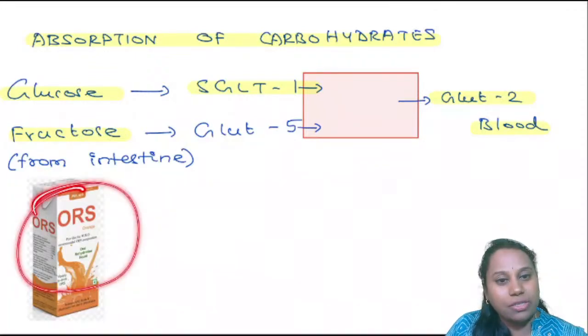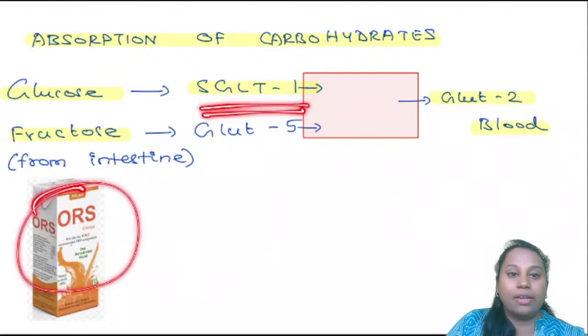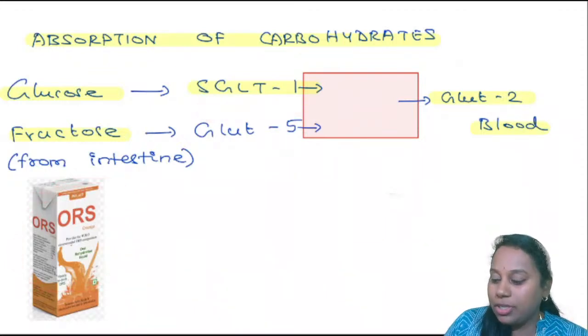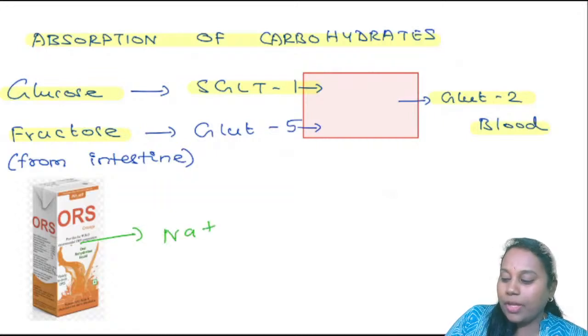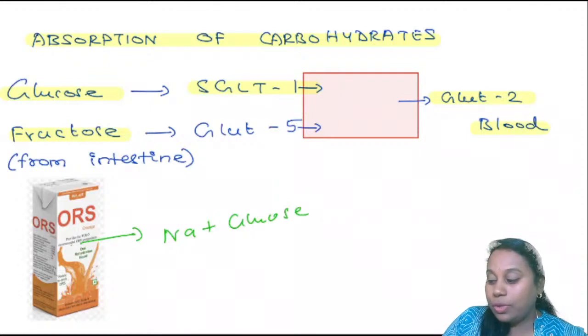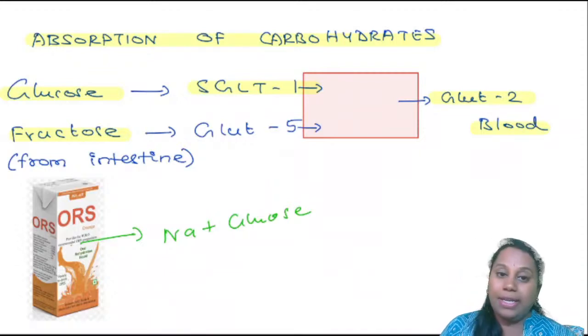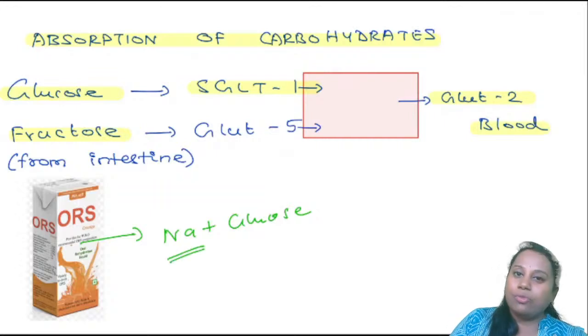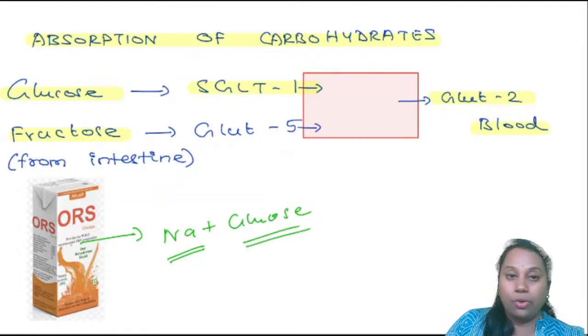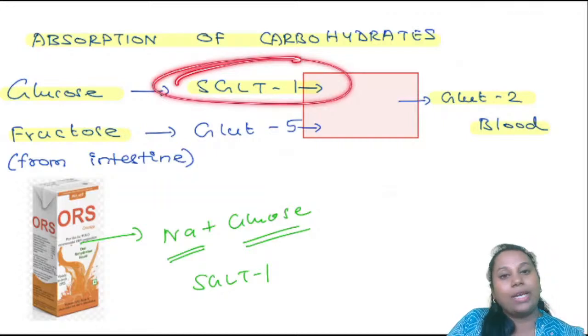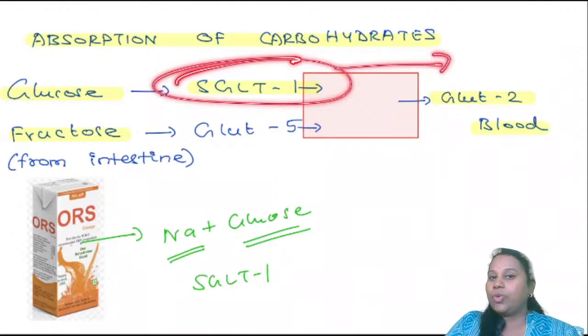ORS, what is the clinical significance of this? SGLT1. ORS packets, oral rehydration solution, contain sodium along with glucose. That was a previous year question: why do you combine salt along with sugar in ORS packets? Because when you want to replace the electrolytes, if you give only electrolytes, sodium absorption is slow. But when you combine sodium with glucose, this activates SGLT1, and SGLT1 quickly absorbs salt along with glucose into the intestine. So if you want to enhance salt absorption, you can give it along with glucose. That is the clinical importance of SGLT1.